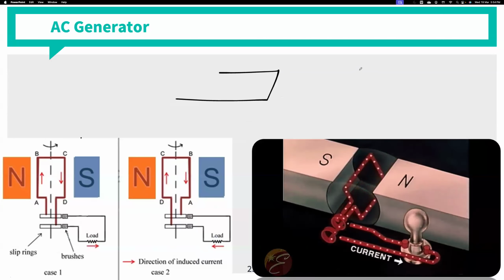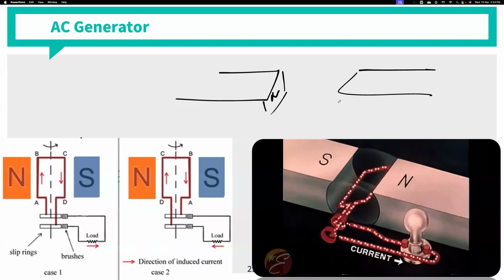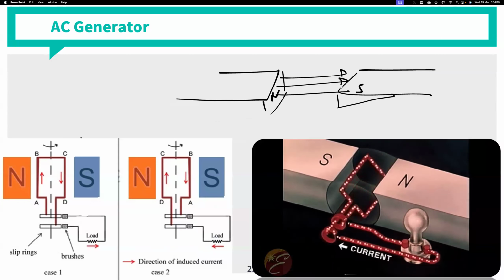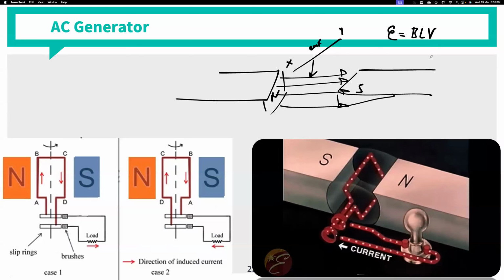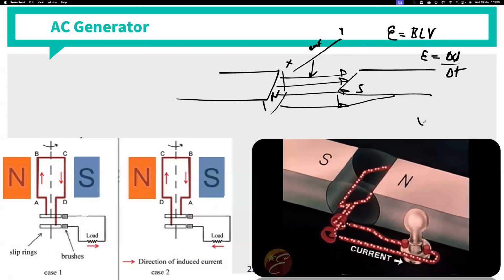So we just learned that if there is a north pole and a south pole, with magnetic field lines going from north to south, and you keep a conductor like this and we make the conductor go down, when this conductor cuts the magnetic field, we know that there is EMF induced in this conductor that leads to current to flow in the conductor. But we don't know whether the current will be X to Y or Y to X. But we know one thing, that EMF induced in this conductor will be B into L into V, or according to Faraday's law, it will be delta phi by delta T. But we don't know the direction of current induced in this conductor.